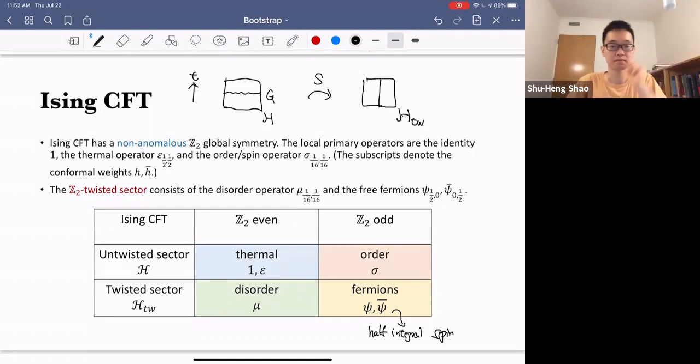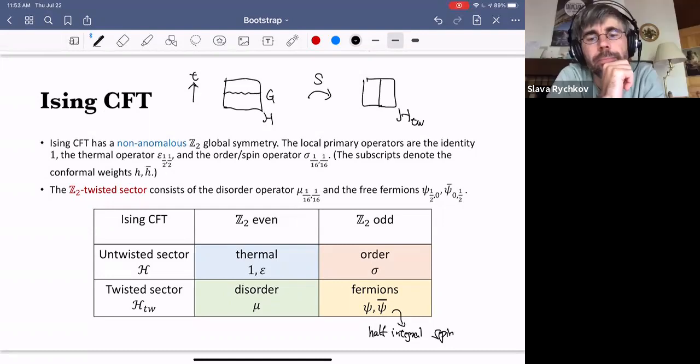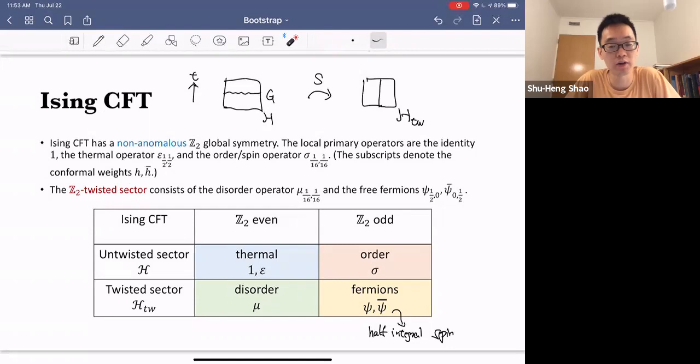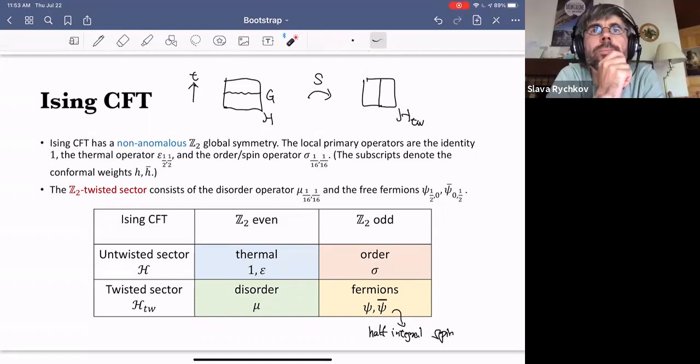Okay, so that's the answer. So at least in 1+1D, given the local operator data and the way the symmetry acts on the local operators, you can extract the twisted sector, and you can even extract the anomaly. Sounds good.